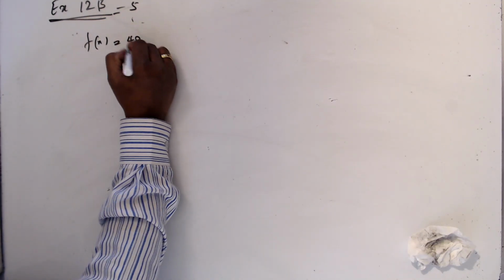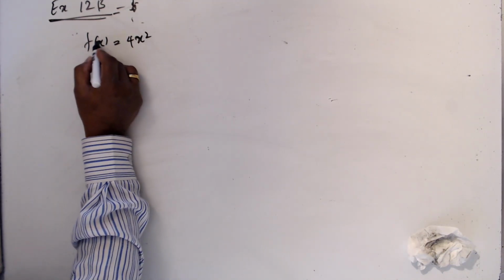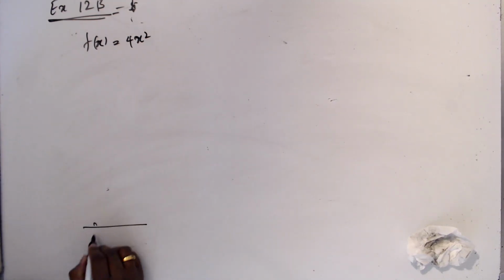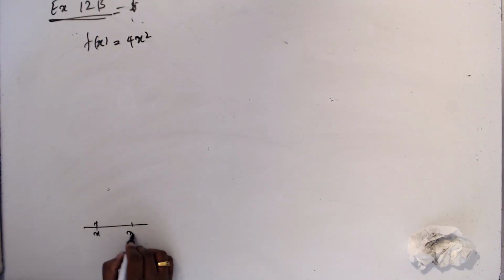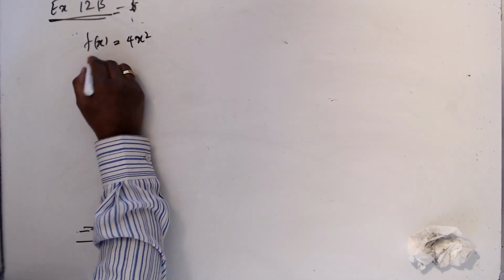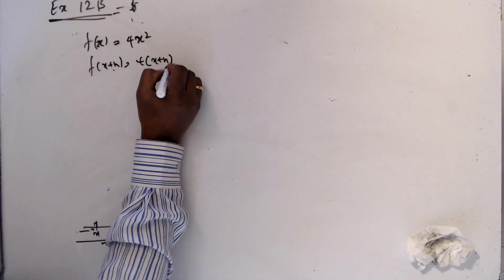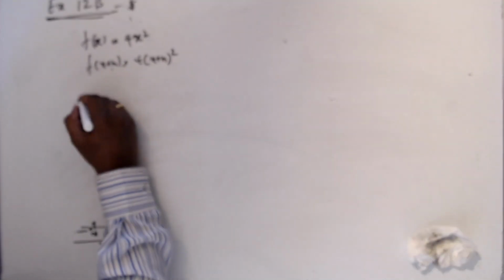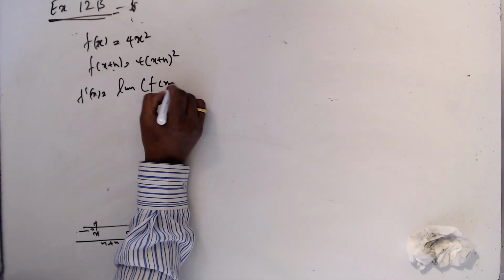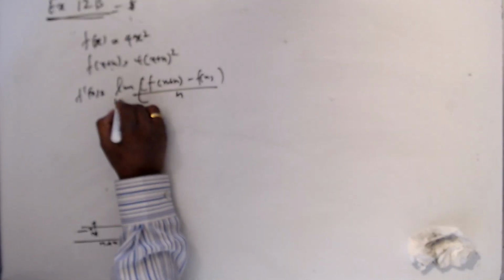f(x) equals 4x square, number 6. We'll stay with this x point, any point. This is x. We'll take another point, x plus h, a point away. 4 times (x plus h) square. Now f dash x equals the limit as h goes to 0 of f(x plus h) minus f(x) over h.